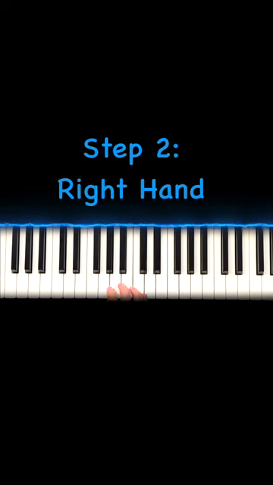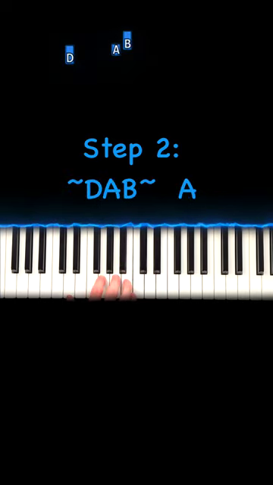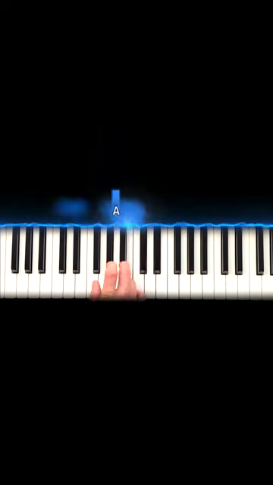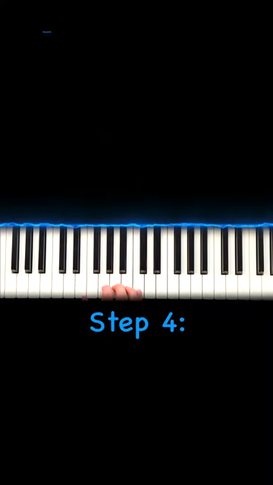So take your right hand, go down to that D, A, and B you were just at with your left, roll up those three notes, and then hit A like this. Then just practice this pattern. Do the same thing, but B instead of E.